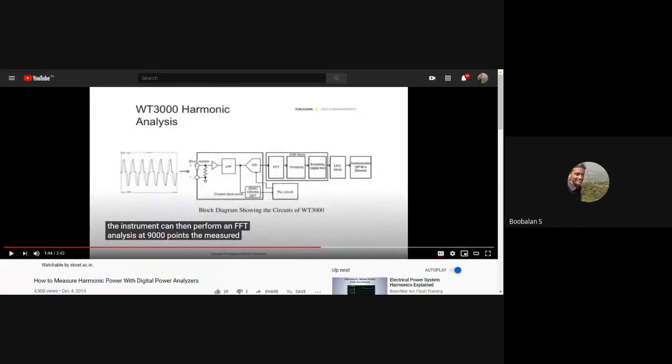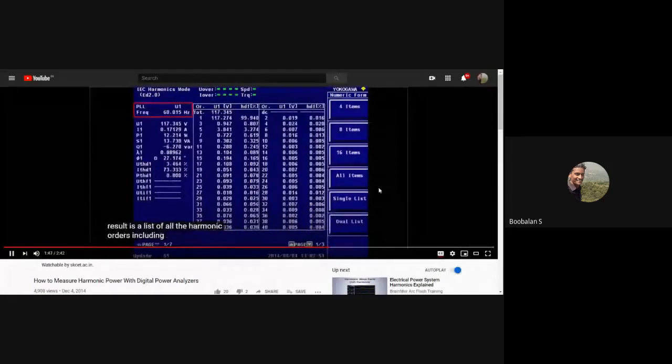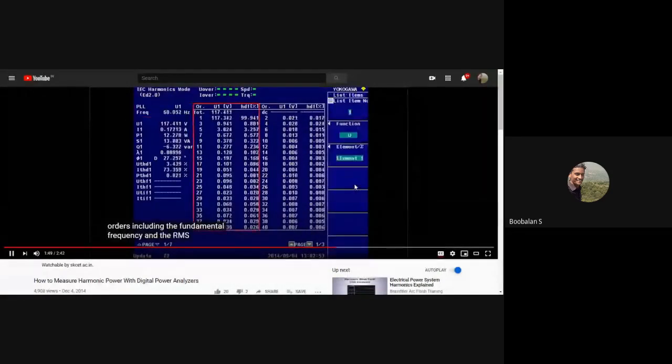So what we are going to do is connect two probes on my two legs, and there is a low pass filter and an analog to digital converter. A fast Fourier transform algorithm is running on the embedded computer, and after that there is a display scope over there, right? The measured result is a list of all the harmonic orders, including the fundamental frequency and the RMS component at each order.